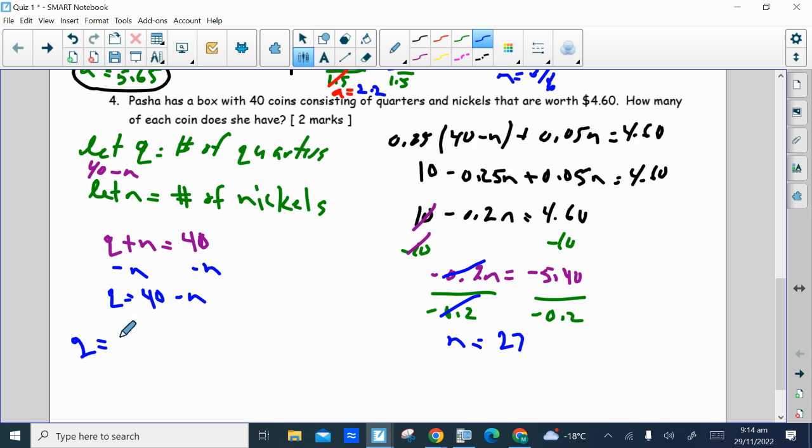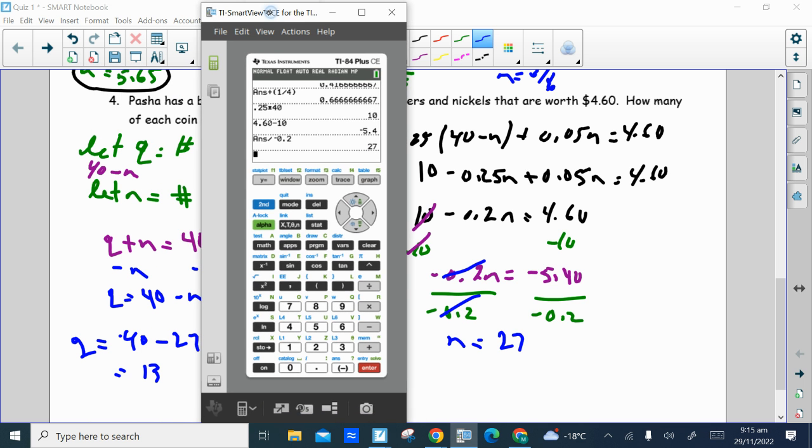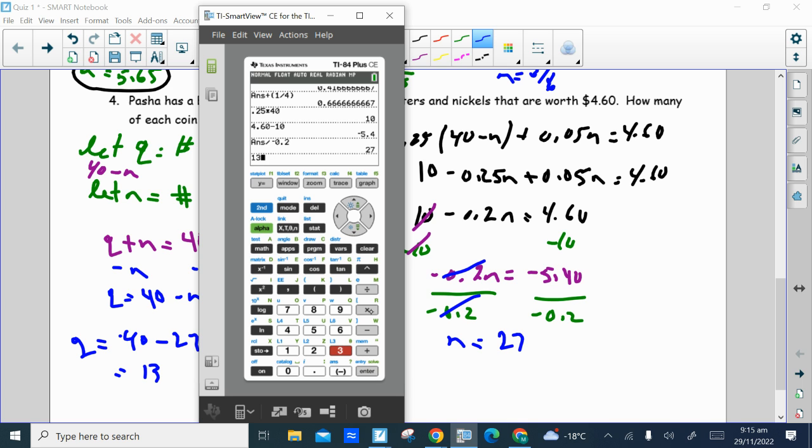Q, the number of quarters, is 40 minus N. So 40 minus 27 is 13. So that should be our answer for the number of quarters. If we add the 13 and the 27 together, we will get 40. Our other check that we should do is the value of these. The number of quarters is 13 times 0.25 per quarter, plus the number of nickels is 27 times 0.05 should equal $4.60, and it does. So it checks.